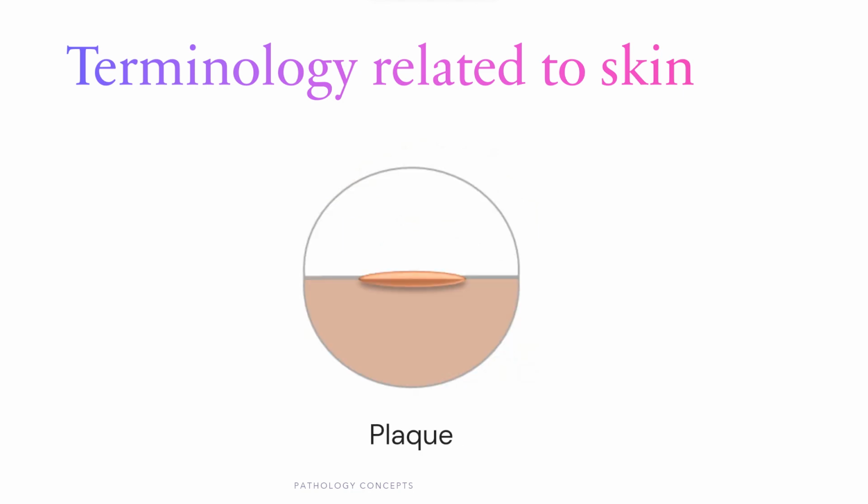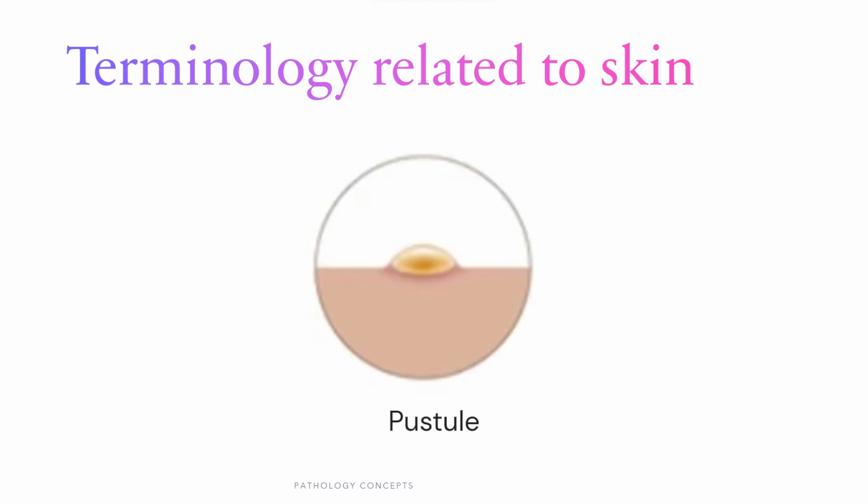Fifth is plaque, a circumscribed palpable lesion more than 1 centimeter in diameter. Next is vesicle. It is a small blister. It is a circumscribed lesion less than or equal to 1 centimeter in diameter that contains liquid. Bulla. It is a large blister, a circumscribed lesion more than 1 centimeter in diameter that contains liquid. Pustule. It is a circumscribed lesion that contains pus.